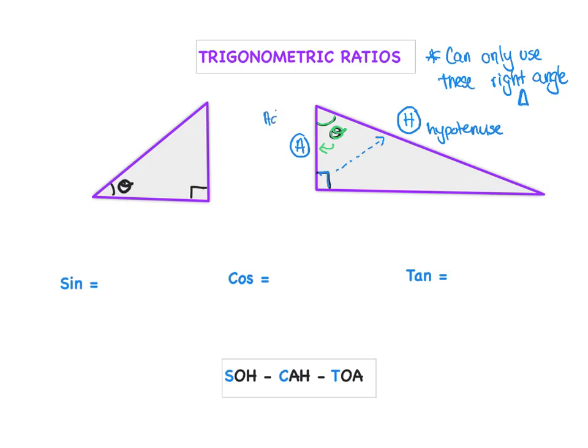A stands for adjacent. Then we have the other side, which is opposite the angle they're talking about. So we call it O for opposite. Okay, so we've labelled up that triangle.